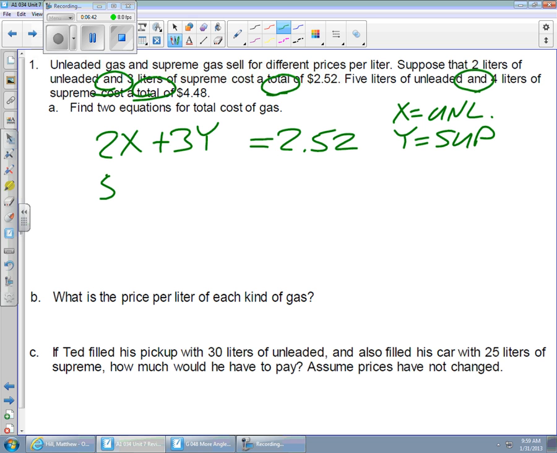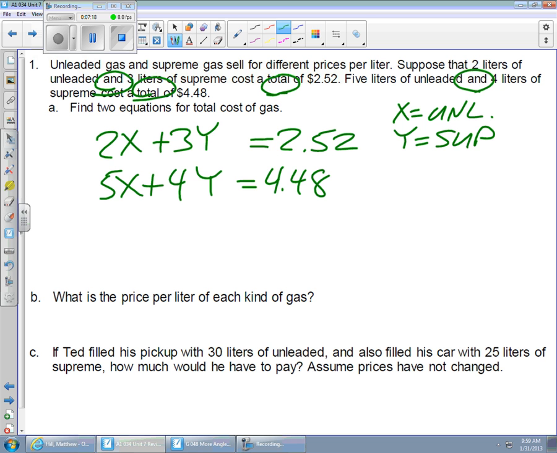5 liters of unleaded and 4 liters of Supreme cost a total of $4.48. In this case, this system's a little bit different from some of the ones that we've been seeing. A lot of them have been giving us one equation that talks about maybe totals of stuff and then a different equation that talks about price of stuff. This one actually gives us 2 different equations that both talk about price. And that's okay. We don't particularly care what the equations are talking about. We're just writing them down according to whatever the problem says.